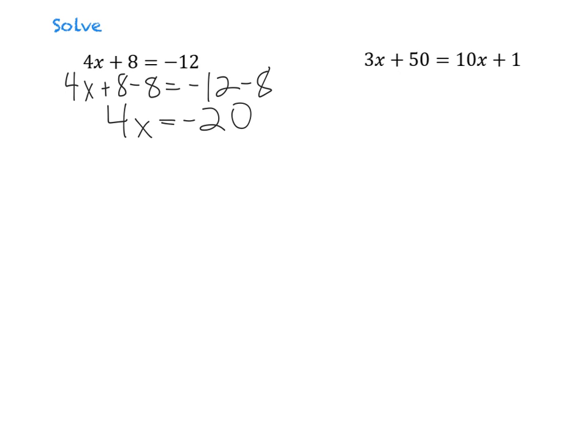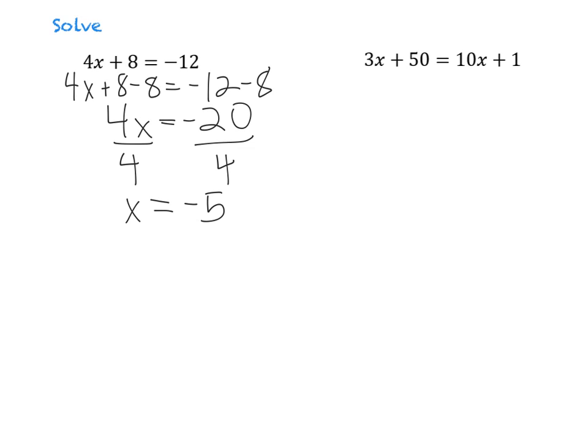Now, to isolate x, I need to get rid of that 4. The 4 is multiplying by x, and so to get rid of it, I'm going to do the opposite operation to it, which is divide by 4. So I'm going to divide by 4. If I divide that side by 4, I'm going to divide the other side by 4. And 4 divided by 4 equals 1, so I'm just left with x. And negative 20 divided by 4 gives me negative 5. And that's how you do that one.